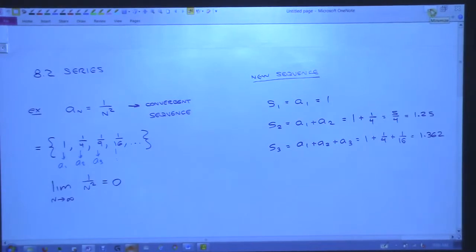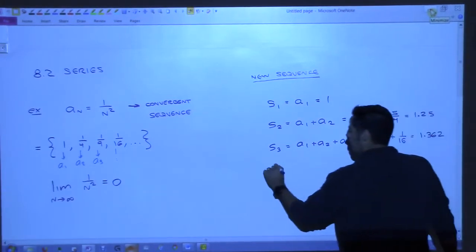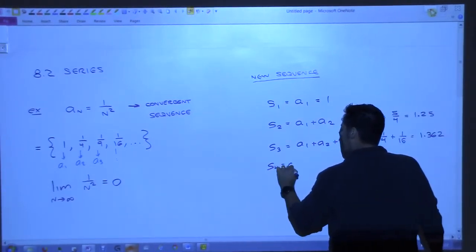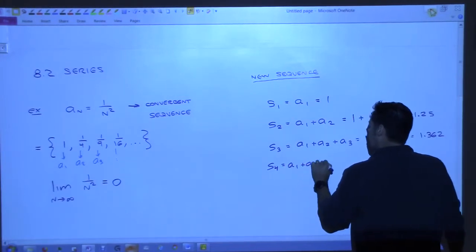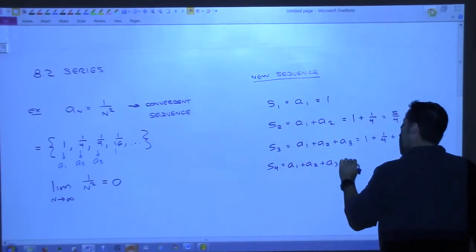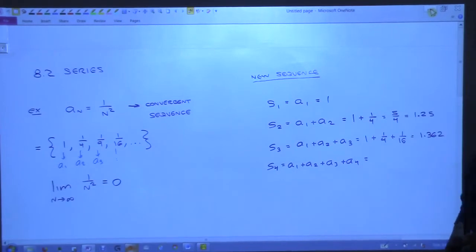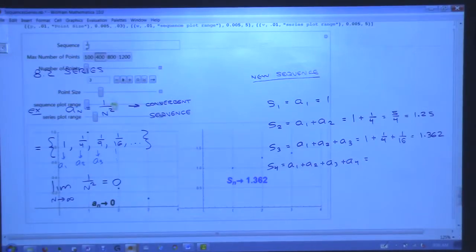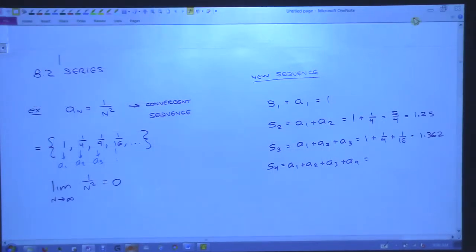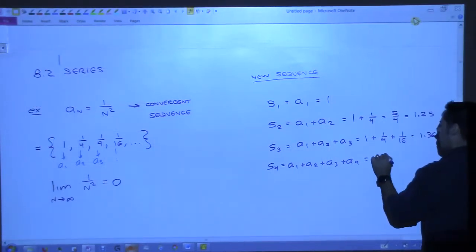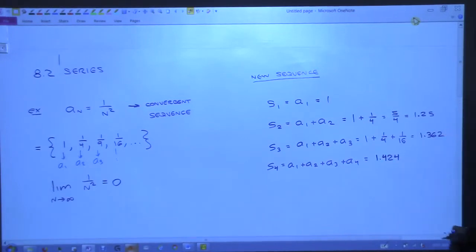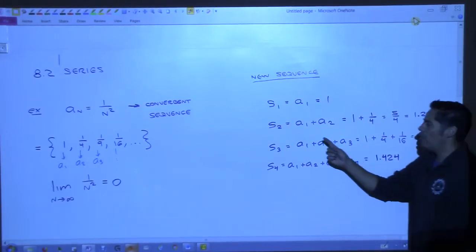And then S sub 4, 1 plus 2, a sub 2 plus a sub 3 plus a sub 4. Y'all with me? Okay, and I'll have my computer do this for me also, and I'll get it as a decimal. So if I go out, 1.424. There might be some rounding here. This is 1.424. Okay, so do you see why I'm using the letter S?